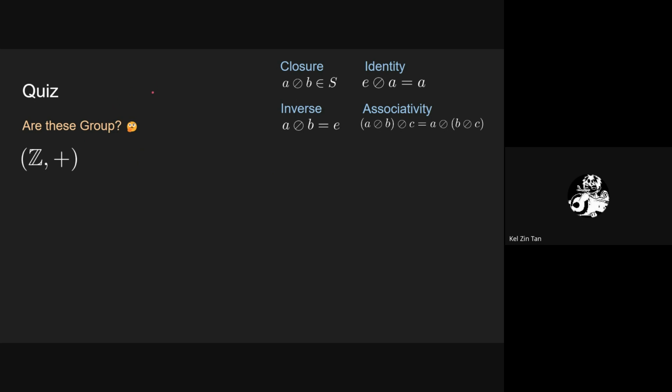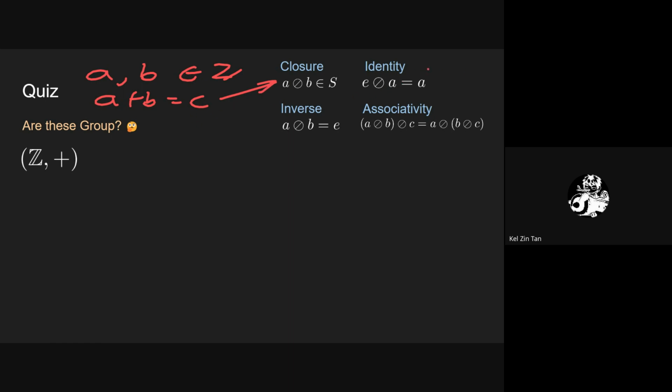So we take any two integers a, b from the set. We check whether it satisfies closure. So a plus b will become c, right? This is an integer, this is an integer. An integer added to an integer will still become an integer. So it satisfies the closure property.